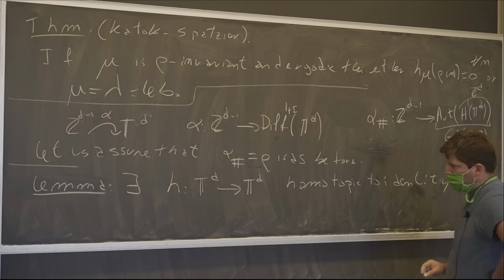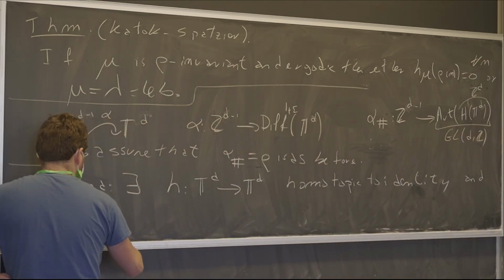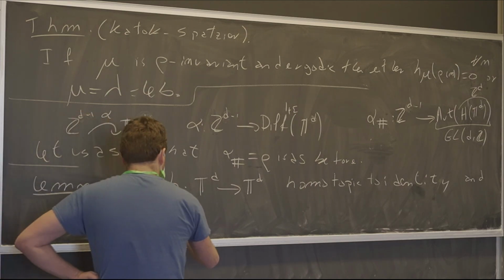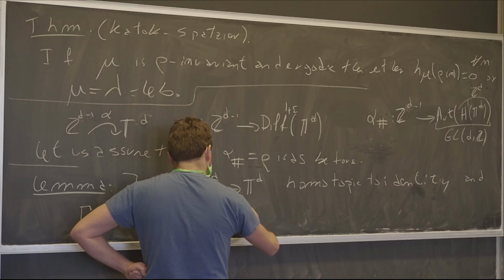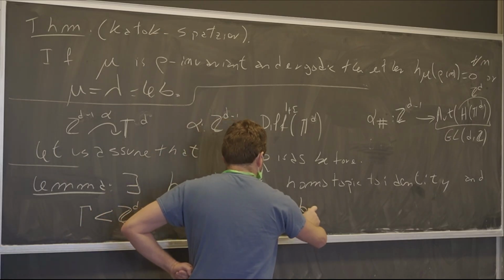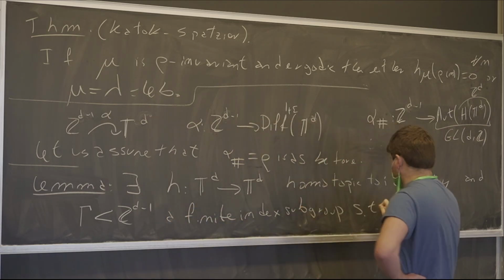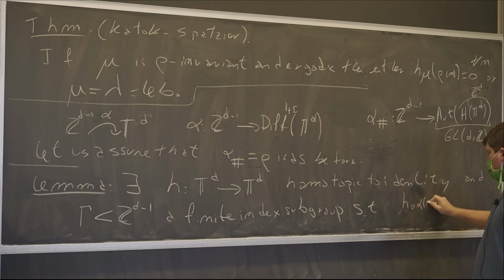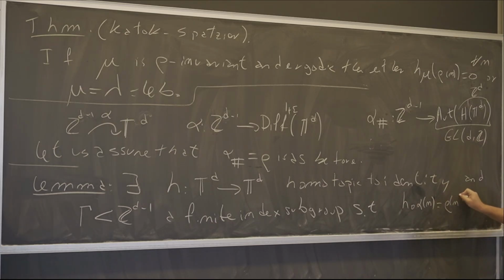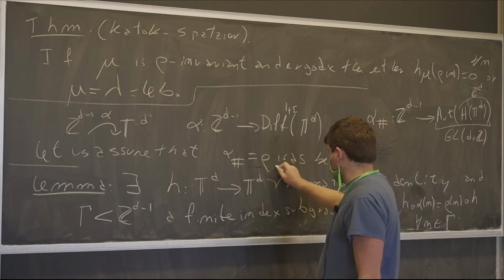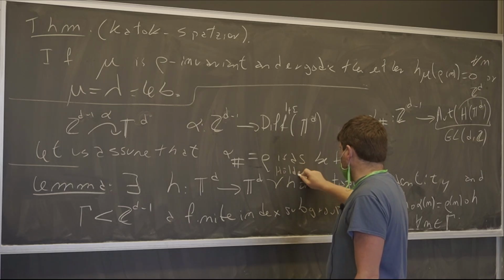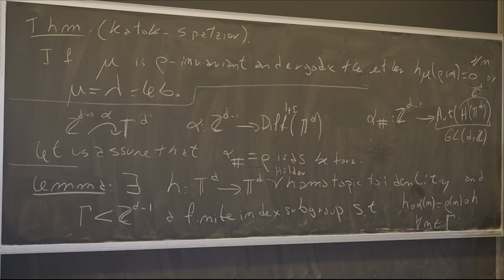And there is a finite index subgroup gamma such that H compose alpha n is rho n compose H for every n in this gamma. And actually, let me add here. Since I'm saying homotopic to identity, I'm assuming automatically that H is continuous, but actually it's Hölder continuous.